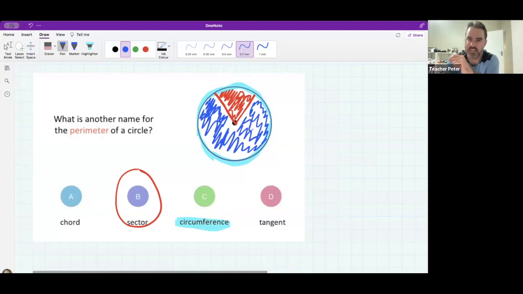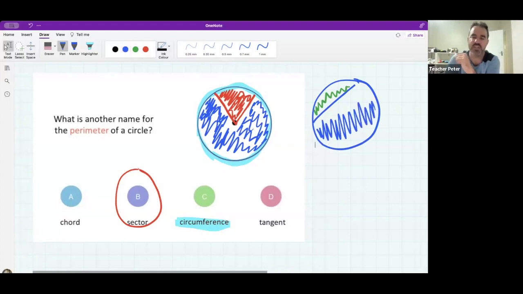So when we talk about sectors, sectors are divided up by radii, whereas if we talk about segments, segments are divided up by chords, where the green one is the minor segment and the blue one would be the major segment. And then I've mentioned tangents already earlier on. A tangent is just a line that touches the circle in one place. Ooh, what about this? What is that line called?